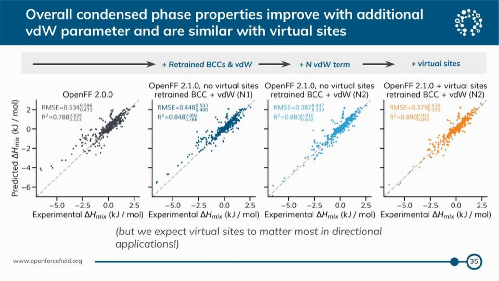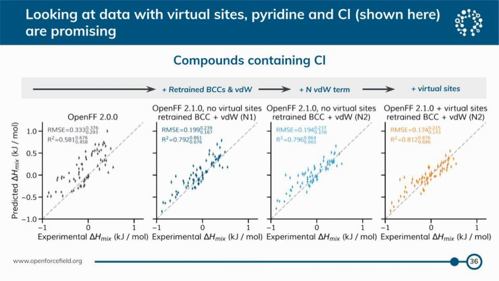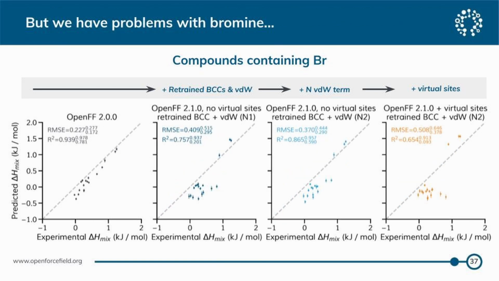If we take a subset of the data, so if we actually look at the molecules that we add virtual sites to, the trend is a bit more clear and the improvement is a bit more clear. So at least for pyridine and for chlorine, the results are promising. But a major reason that this is still very much in progress is that we're running into issues with bromine. So pretty much as soon as we start retraining the non-bonded parameters, the condensed phase properties take a hit in performance.